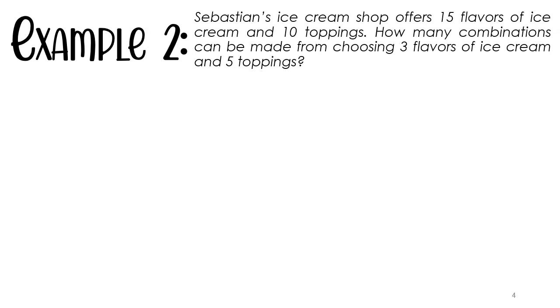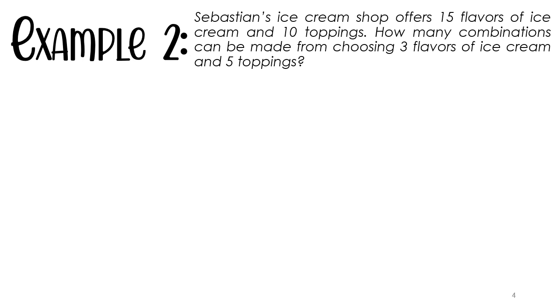Next, let's have another example. For example, we have Sebastian's ice cream shop offers 15 flavors of ice cream and 10 toppings. The question is, how many combinations can be made from choosing 3 flavors of ice cream and 5 toppings. Now, if we are going to observe or analyze our problem, we can see that we have two categories. The first category is the ice cream flavor, and the second category is the toppings.